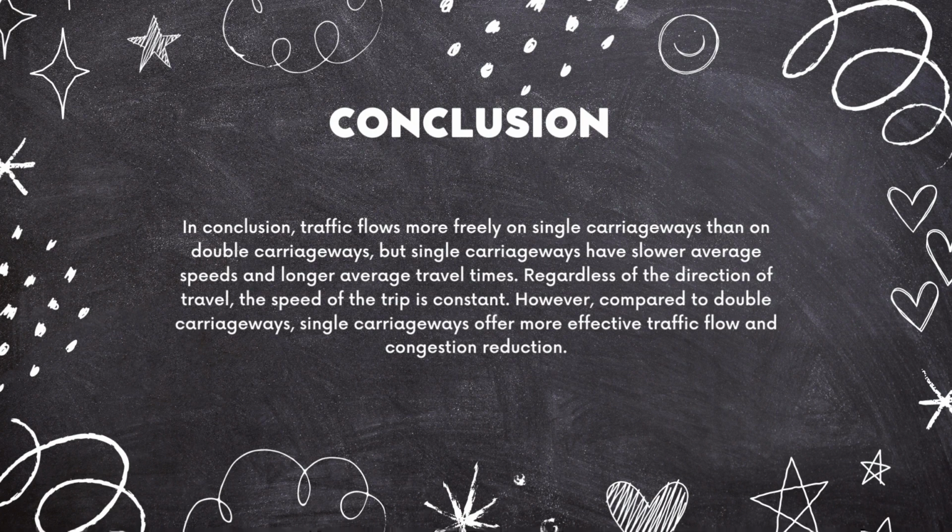So the conclusion for the test drive is that traffic flows more freely on the single carriageway than on the double carriageway, but the single carriageway has slower average speeds and longer average travel times. Regardless of the direction of travel, the speed of the trip is constant. However, compared to the double carriageway, the single carriageway offers more effective traffic flow and congestion reduction.